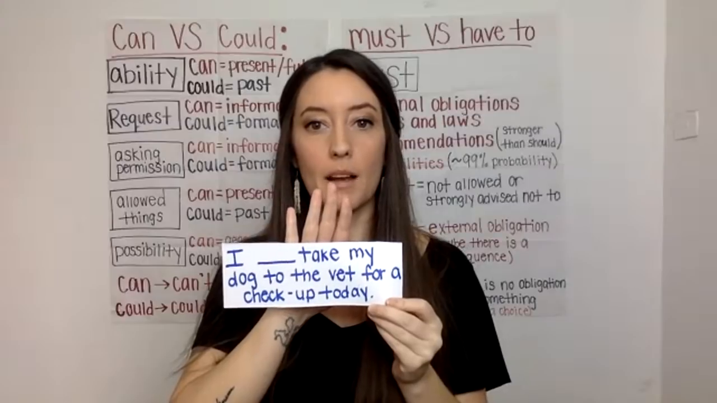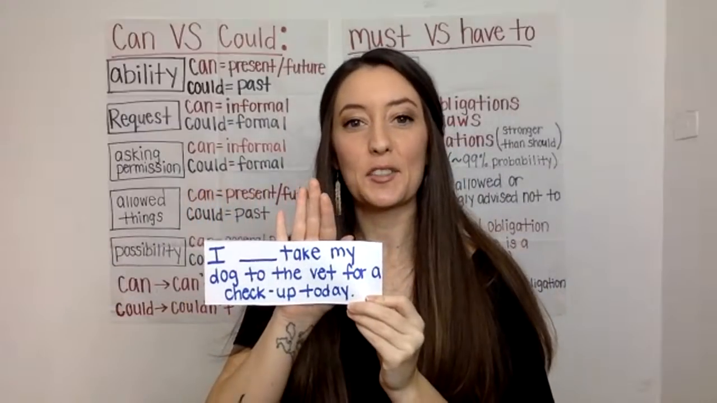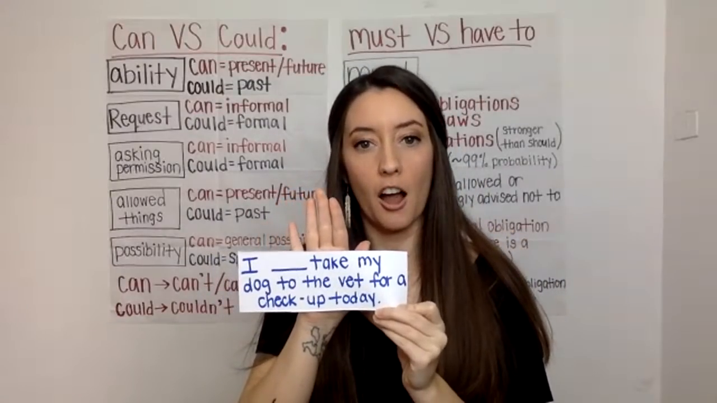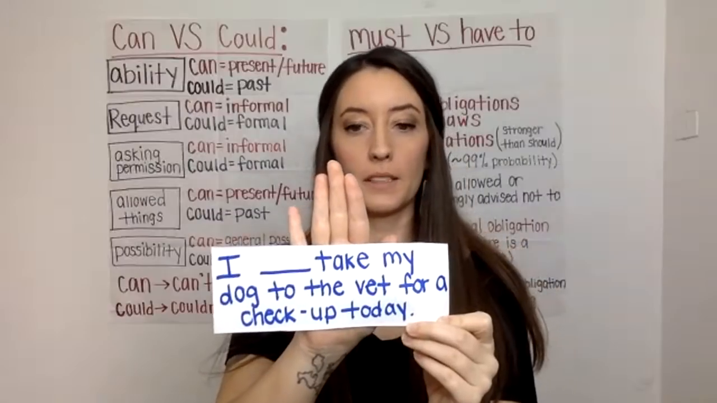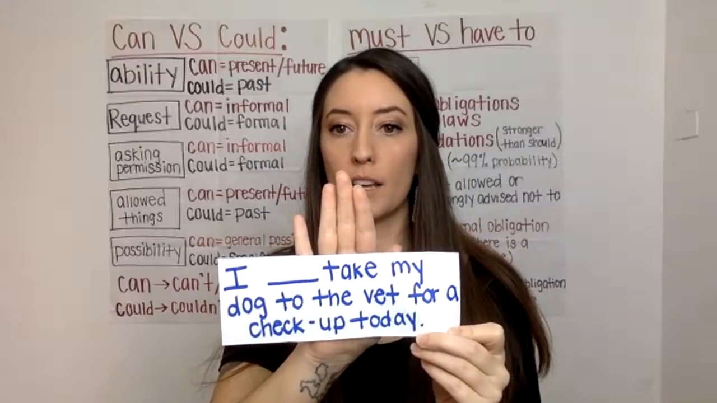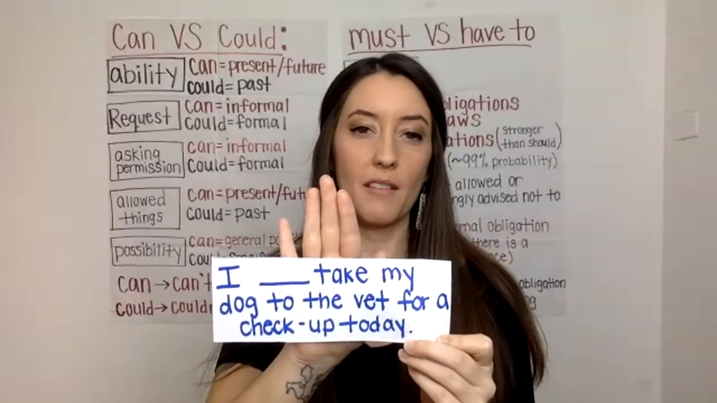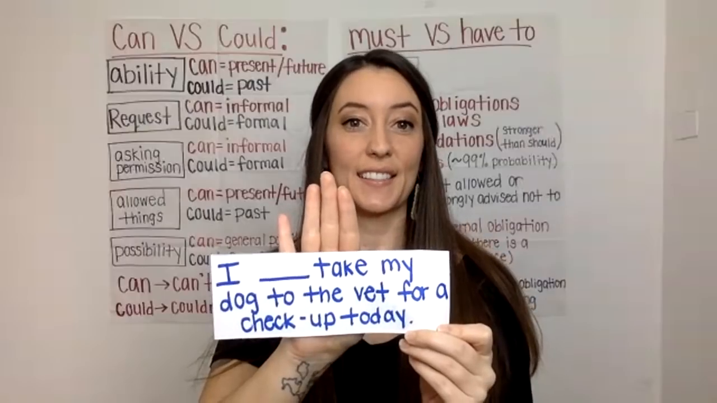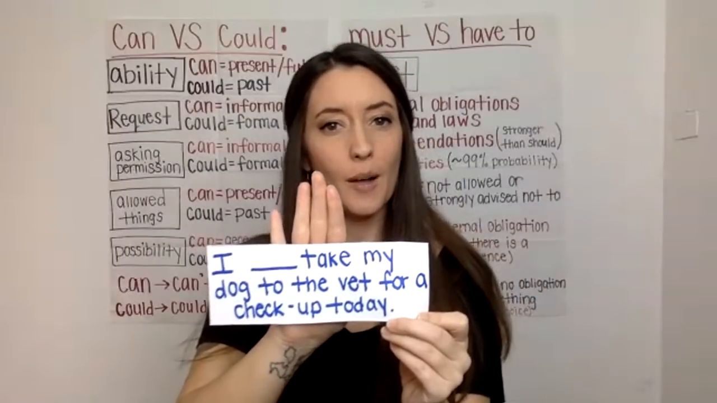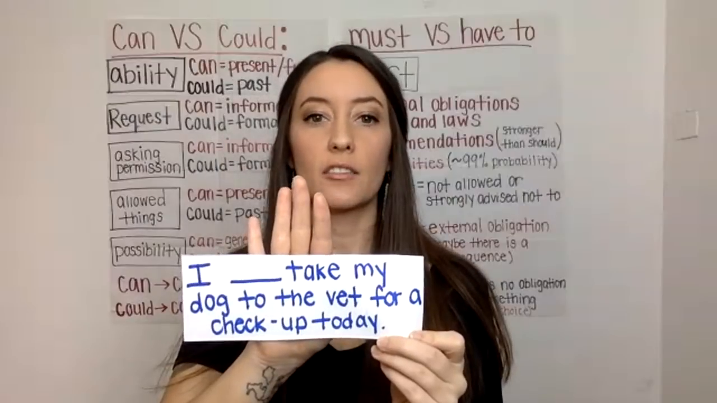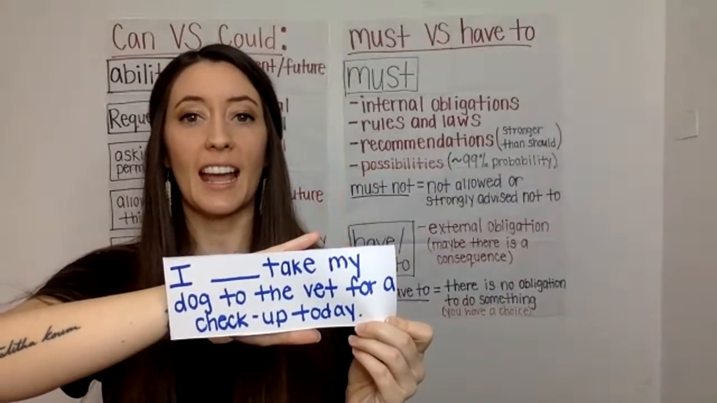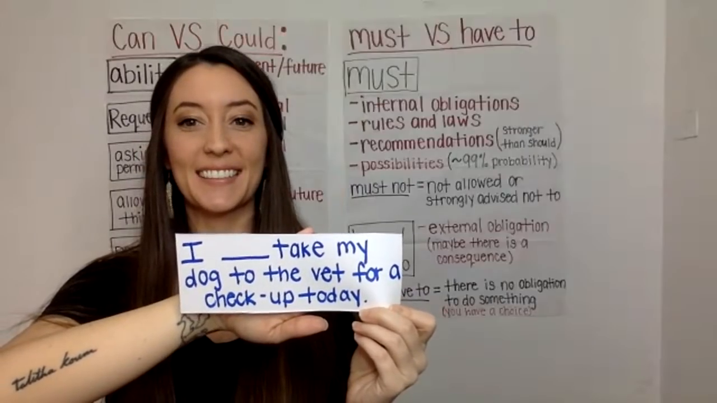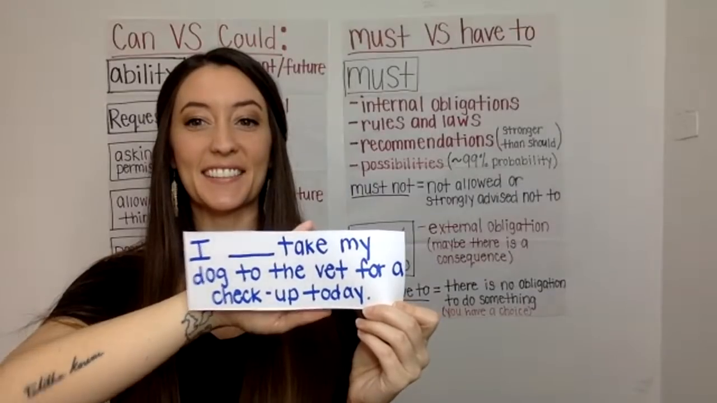Okay, our next example. I blank take my dog to the vet for a checkup today. I'll give you just a moment. Will we use must or have to? Let's say your dog needs to get her vaccines. Is this an internal obligation or an external obligation? Remember the difference between internal obligation and external obligation. Give me just one more moment. I see lots of correct answers.